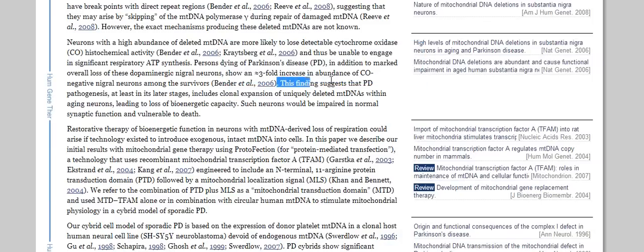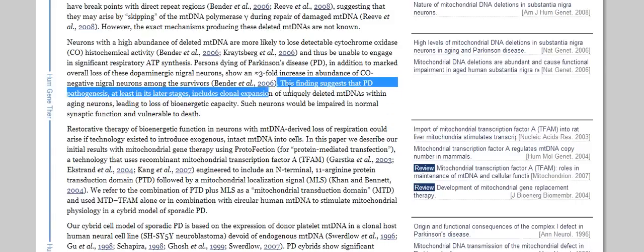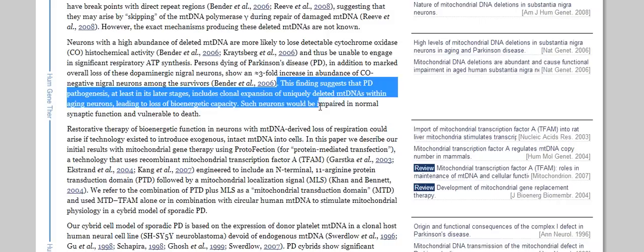This finding suggests that Parkinson's disease pathogenesis, at least in its later stages, includes clonal expansion of uniquely deleted mitochondrial DNAs within aging neurons, leading to loss of bioenergetic capacity. Such neurons would be impaired in normal synaptic function and vulnerable to death.